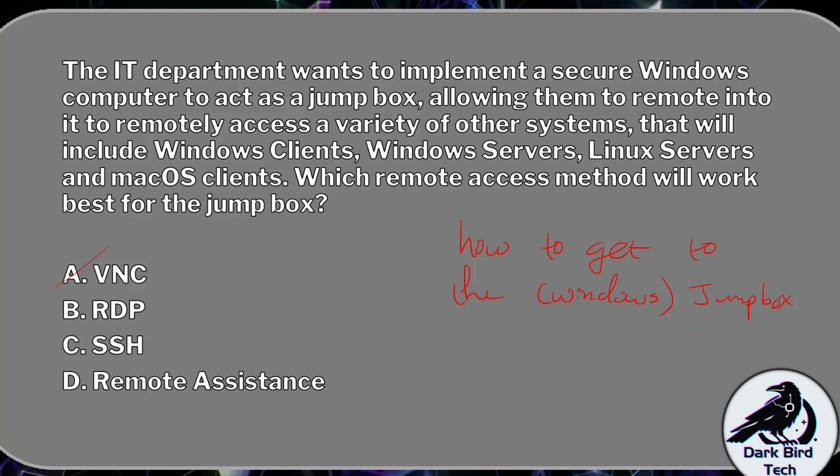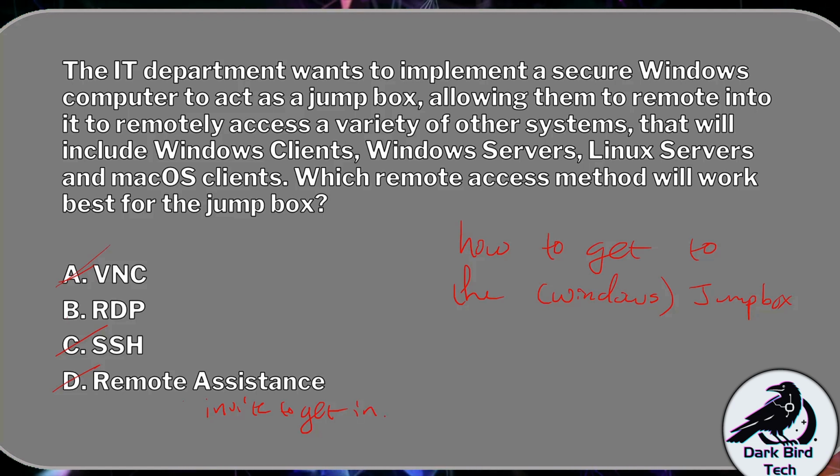But like I said, that's a distraction. The focus is how should we get into the Windows jump box? And Secure Shell is not native to Windows. I could use Secure Shell from the jump box to something that does support Secure Shell. But we're looking at how to get into the jump box. That leaves us with remote assistance and RDP. Now I'm going to eliminate remote assistance because remote assistance requires an invitation in.